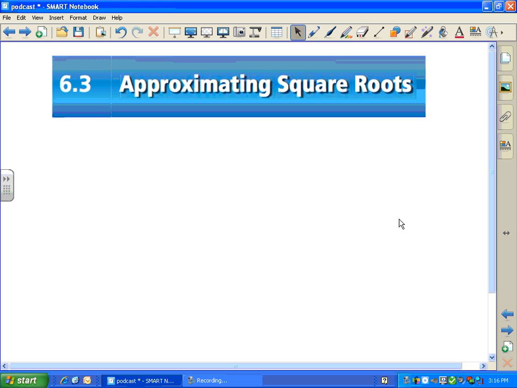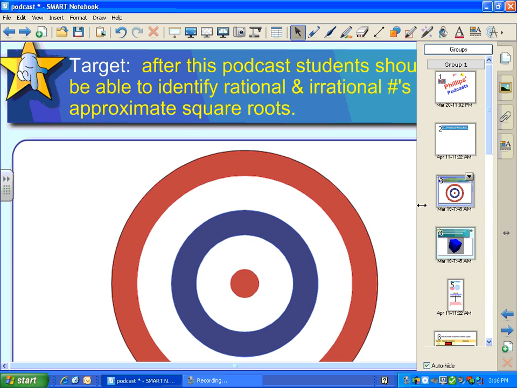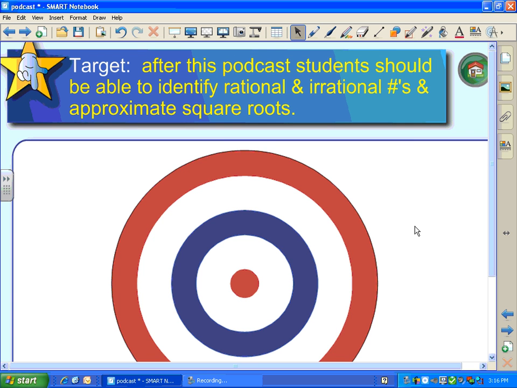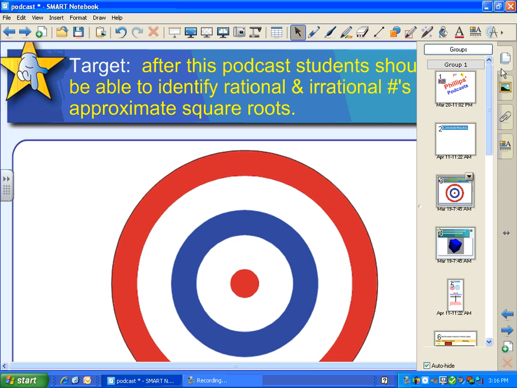Today's podcast is on lesson 6.3, Approximating Square Roots. By the end of this podcast, you should be able to identify rational and irrational numbers. You should also be able to approximate or estimate square roots.